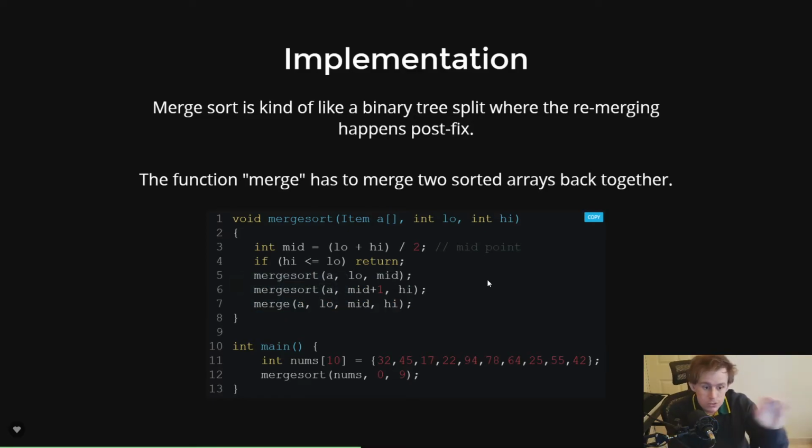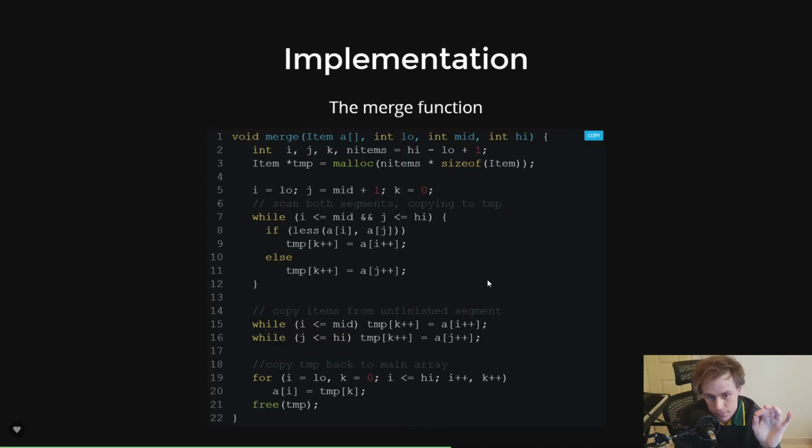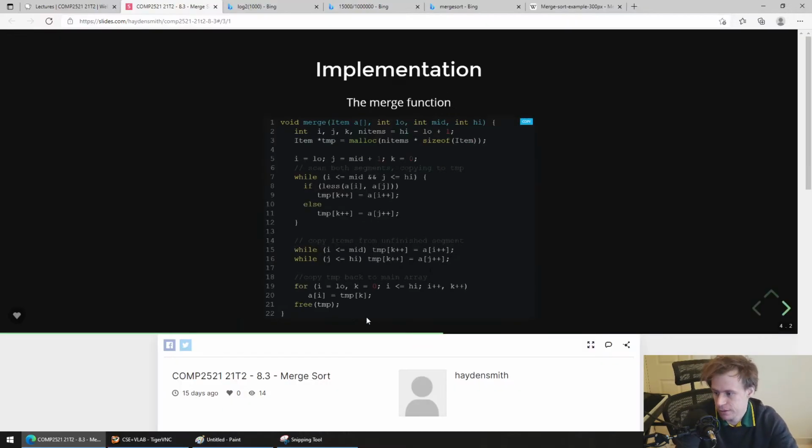So the actual merge sort algorithm is quite straightforward. The merge function, though, is a bit more complicated. What you have to think of this merge function as is, it's what I said before. This is a function to take in two sorted lists and merge them back together. The only difference here is that these sorted lists are assumed to be contiguous in memory.